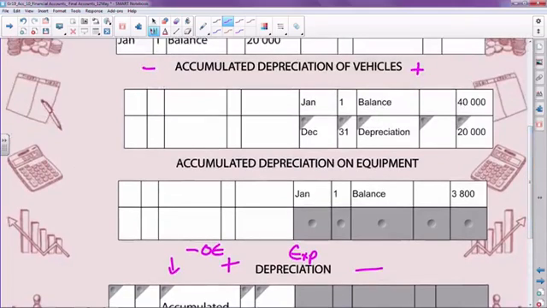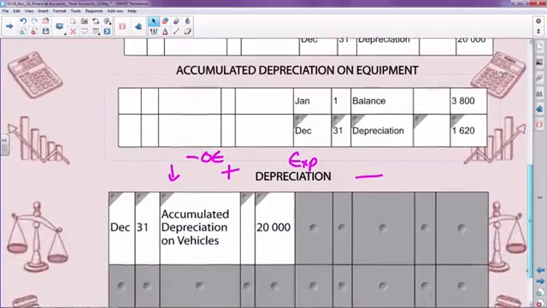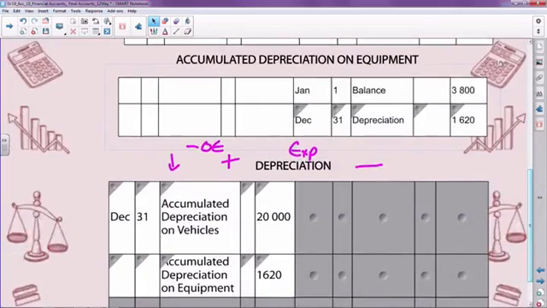Now, as you look at your equipment, you did depreciation just now for equipment. And what was your depreciation on this equipment for the third year? As you can see, you have the 1,620 there. But now, where do I record? For every credit, there should be a debit, and the debit will be shown as accumulated depreciation on equipment.